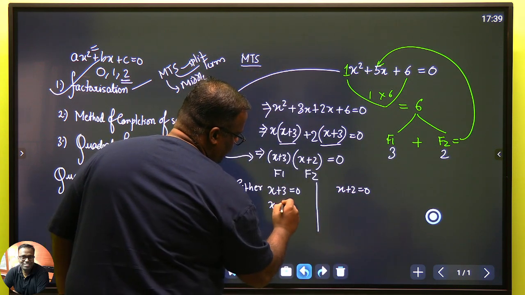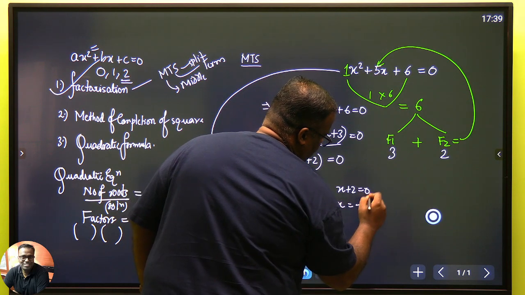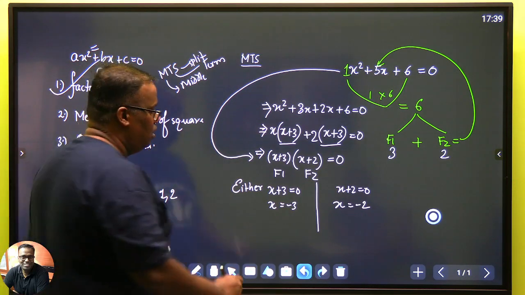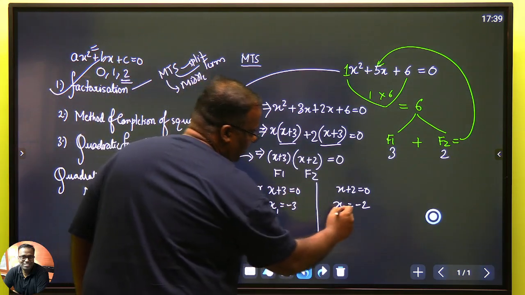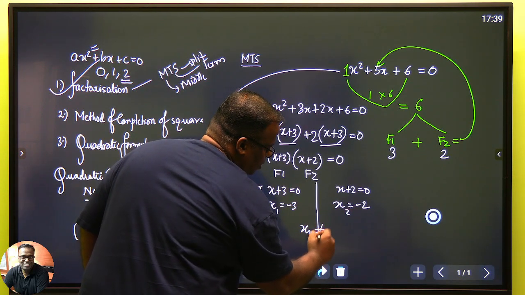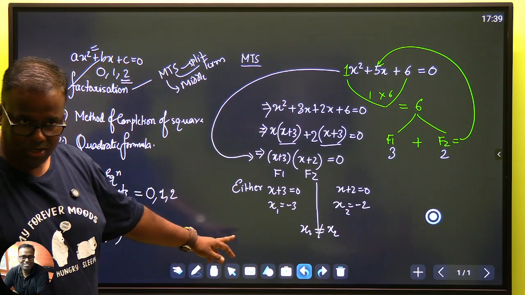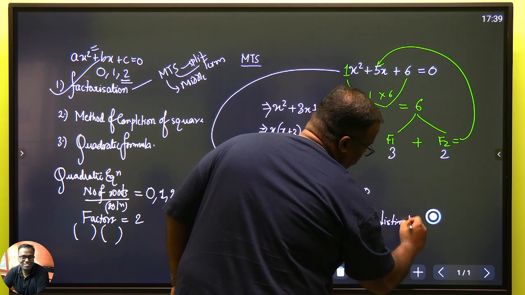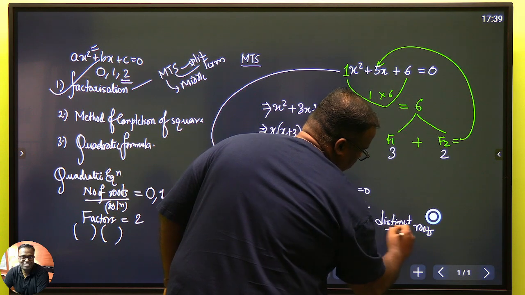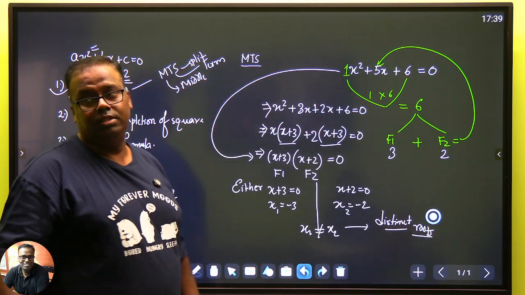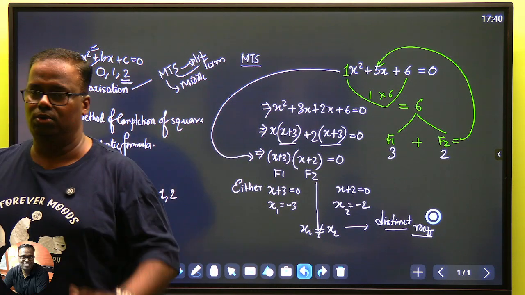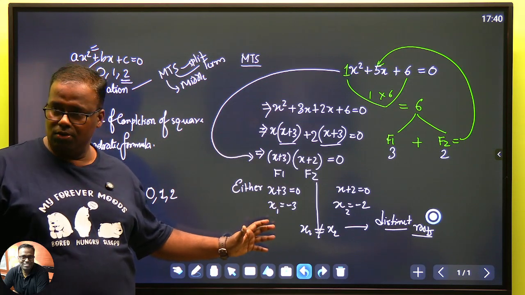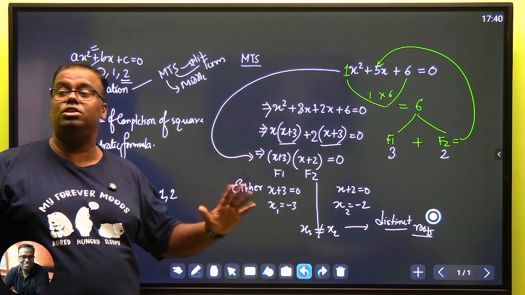If this is equal to 0, we say x is equal to negative 3, or x is equal to negative 2. Are we fine? In such a scenario, if we call this x1 and this x2, we find that x1 is not equal to x2. Are the two roots equal? No. In this case, we say that we got distinct roots. Children, whether it is in your book or not, please learn these things. It is called distinct roots. Distinct means two dissimilar roots. So what is the scenario you got? You got two solutions, and both the solutions are distinct.